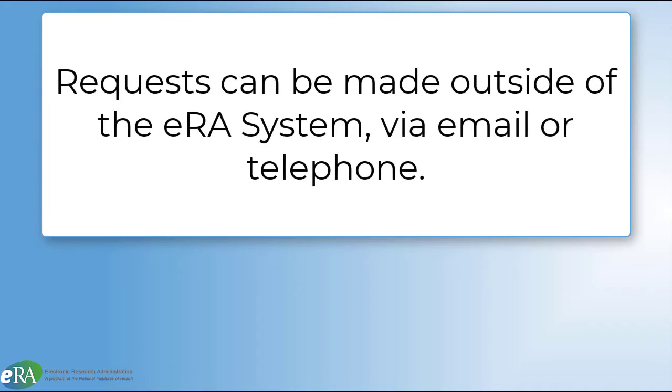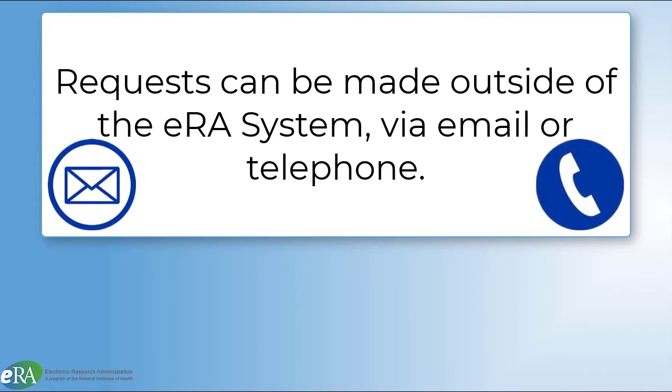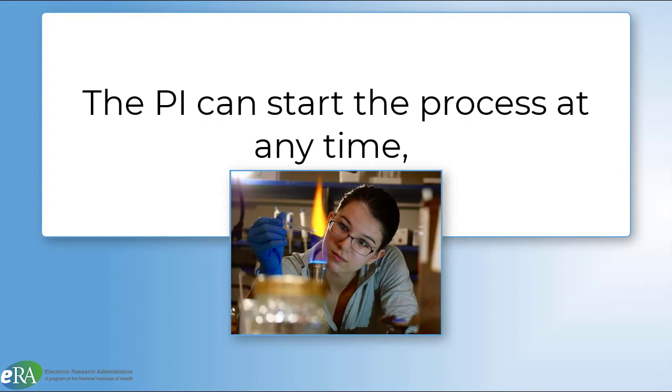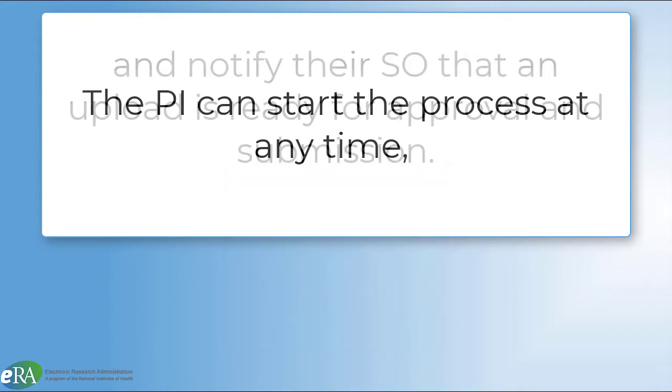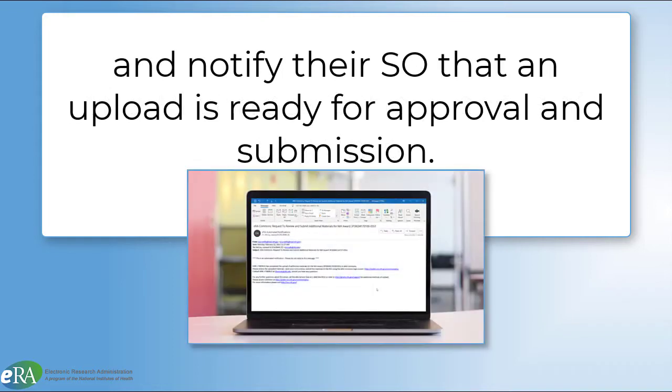Because requests can be made by the awarding agency outside of the ERA system, such as by email or telephone, the contact principal investigator, PI, can start the process directly, and at any time, and then notify their signing official, SO, that an upload is ready for approval and submission to the awarding agency.